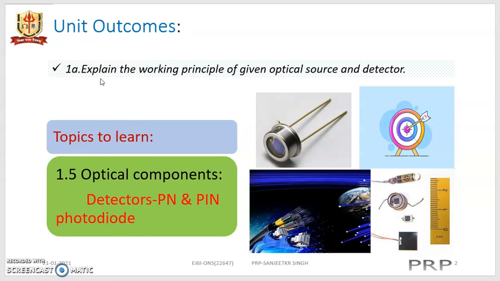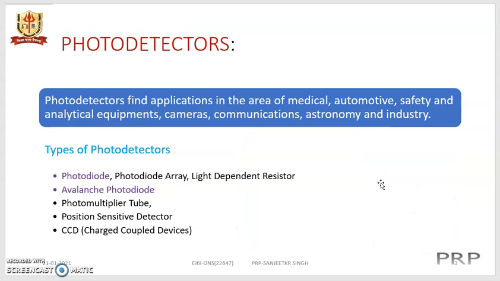In this presentation we will see the two detectors, PN and PIN photodiode. The learning outcome is to explain the working principle of the given optical source and the detectors. Here, the detector is valid for this presentation.